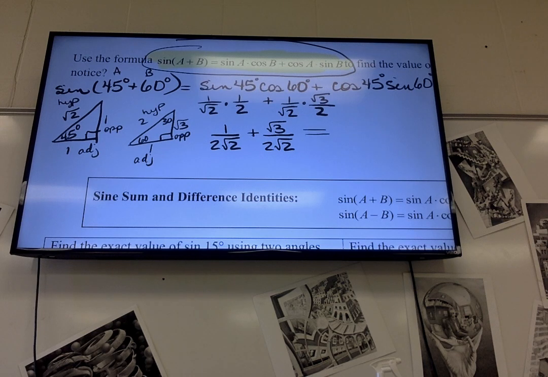Notice they have a common denominator. It's just 1 plus the square root of 3 over 2 square root of 2. If you type this into your calculator correctly, with parentheses and whatnot, you do get that 0.966 as we got when we did the sine of 105.